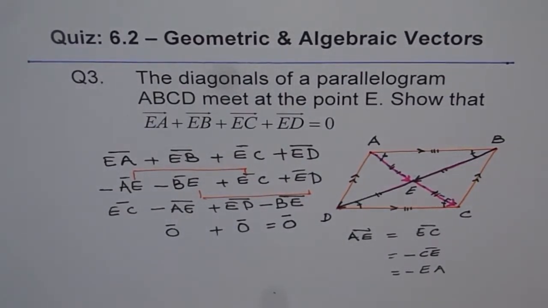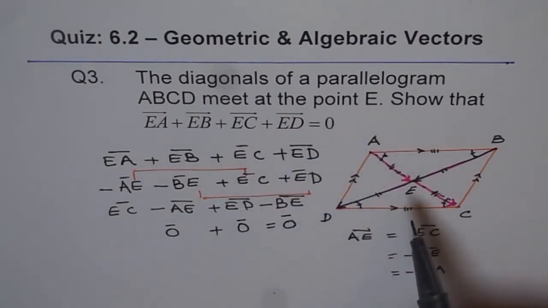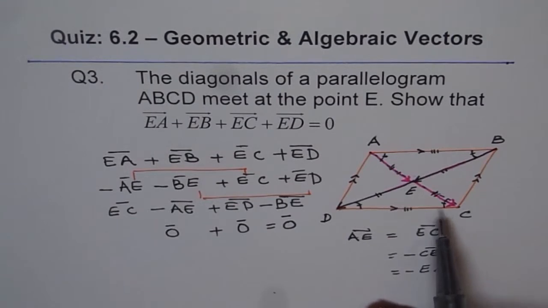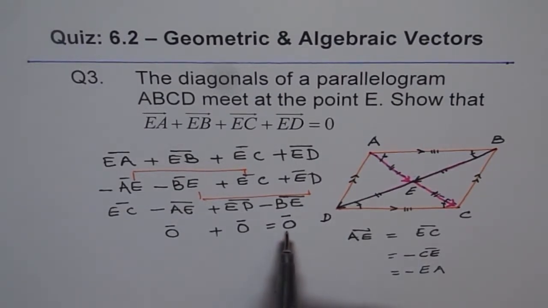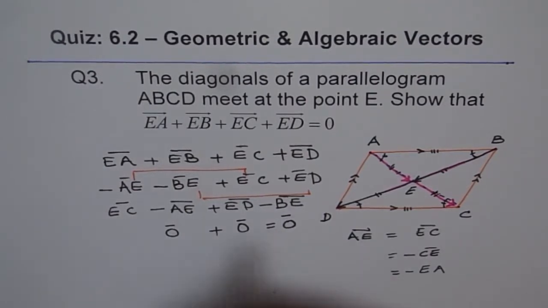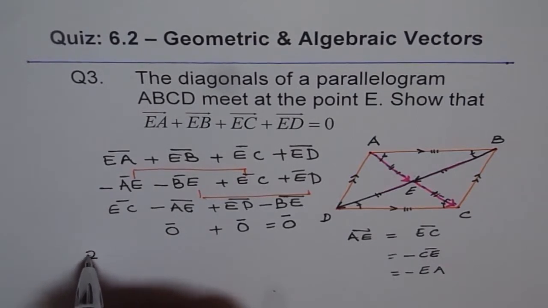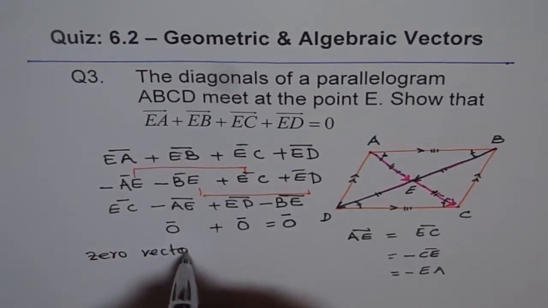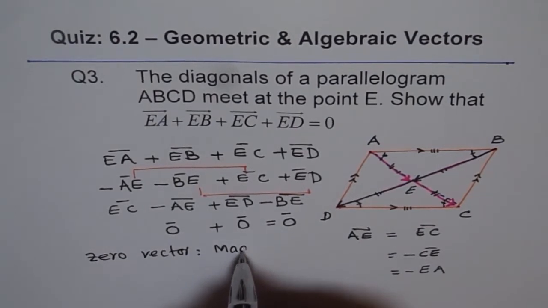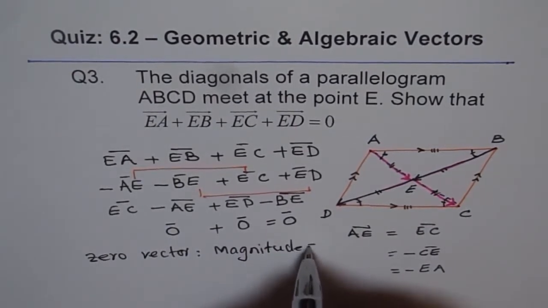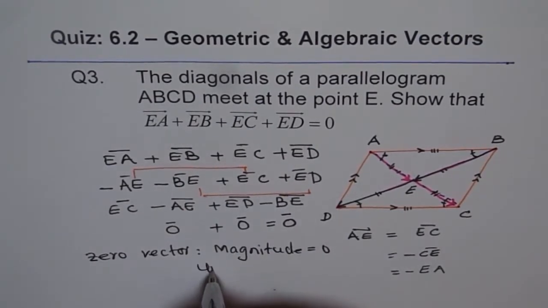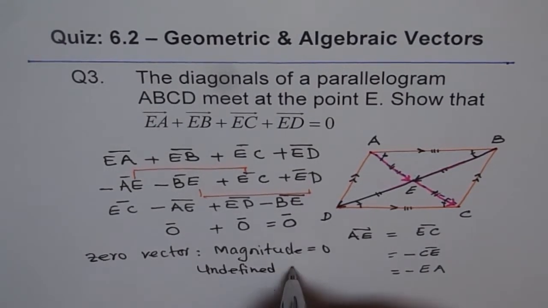So that is how we can show that for the diagonals of a parallelogram ABCD which meet at a point E, the sum EA plus EB plus EC plus ED is equal to 0, or a 0 vector. Now what is a 0 vector? A 0 vector has a magnitude of 0 but undefined direction. Remember that part. Let me summarize the 0 vector: magnitude is 0 and direction undefined.